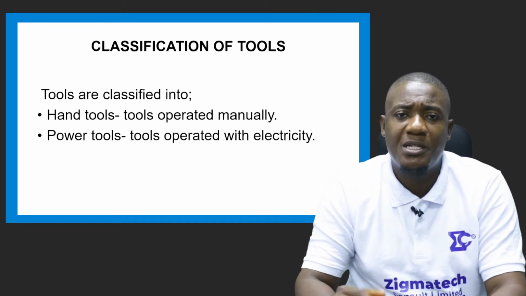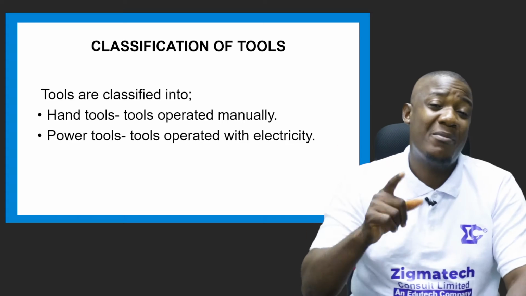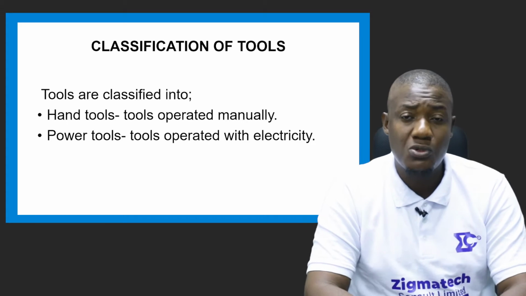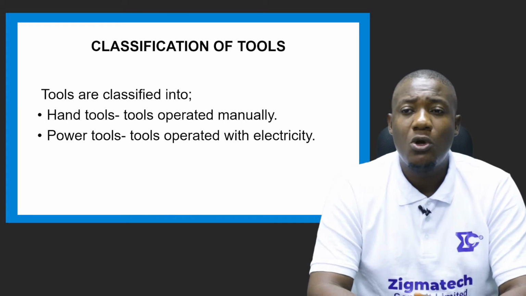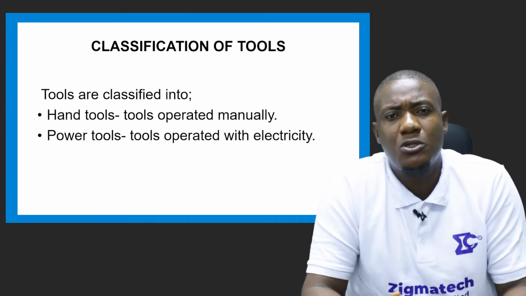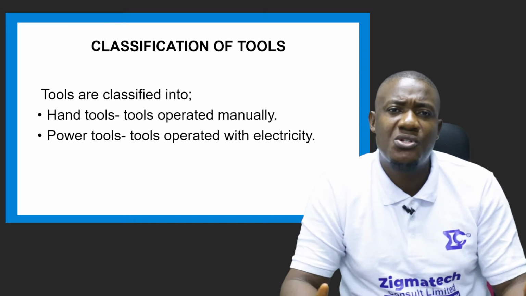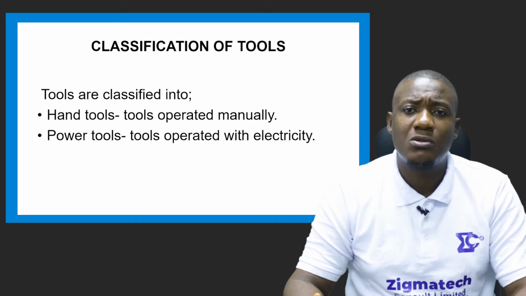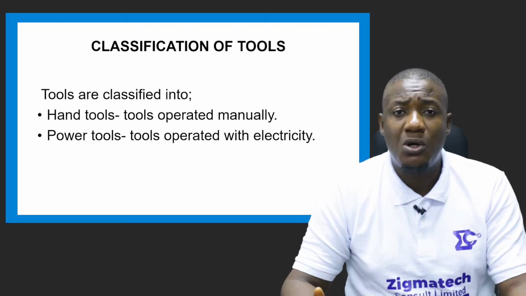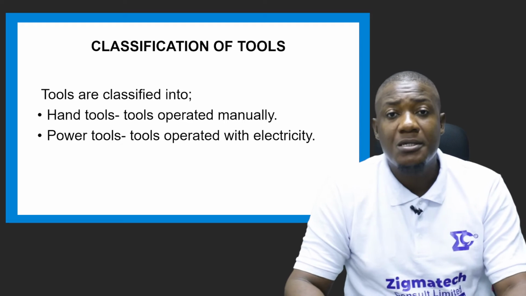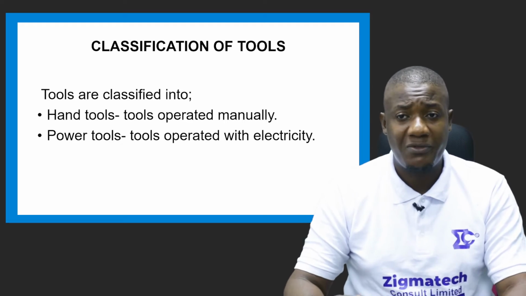They are manually operated with your hand. For example, you don't need any electricity to use a hammer to drive a nail into wood. So can you see that a hammer there represents a hand tool? But we also have power tools, those tools that are operated with electricity. Without electricity, they cannot function. You cannot use a power saw, for example, without electricity. It has to be run with electricity before it can function.